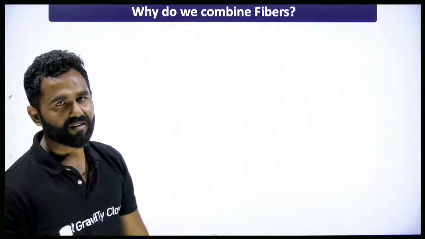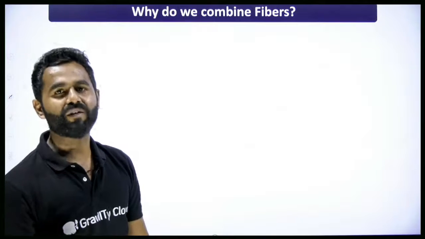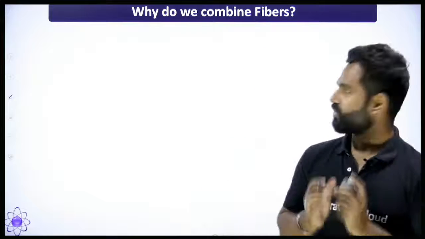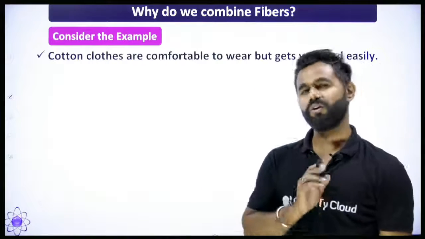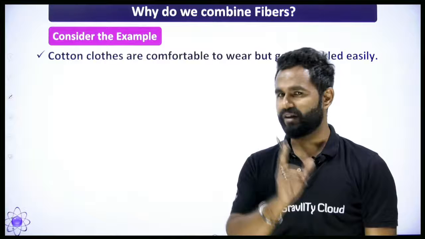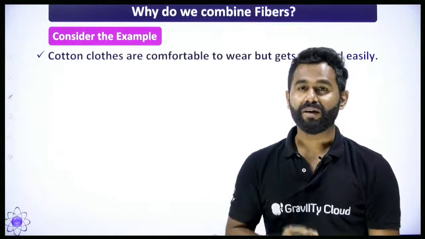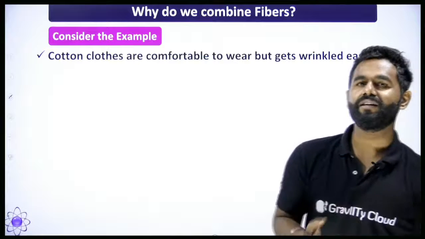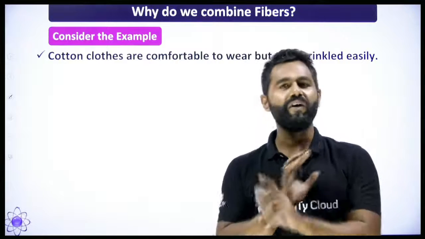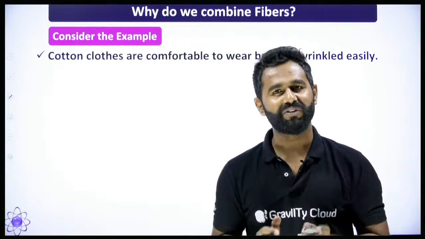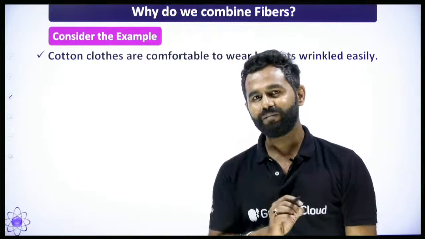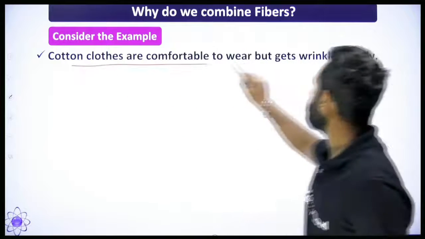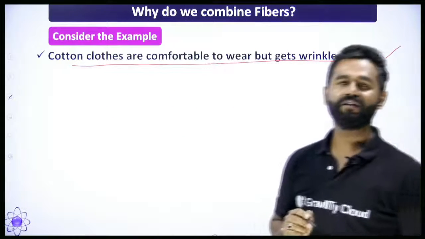Understood? So let me take an example. We wear clothes, right? We wear cotton clothes. But in the case of cotton clothes, the point is they are very comfortable to wear, but they get wrinkled very easily. You will find a lot of comfort in wearing those clothes, but that wrinkle problem is always there, right? So cotton clothes are comfortable to wear, but they get wrinkled easily.